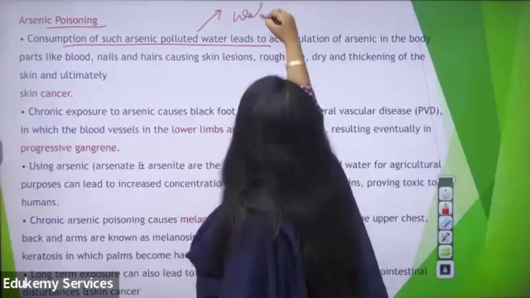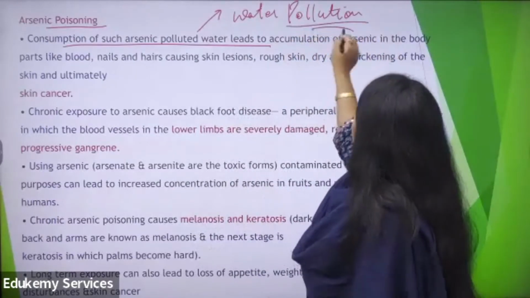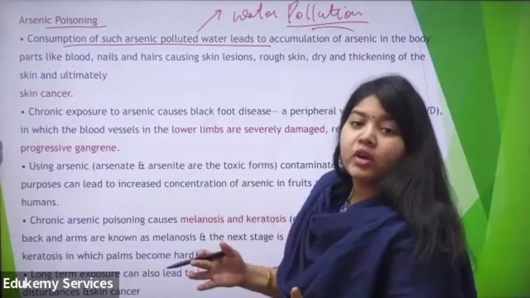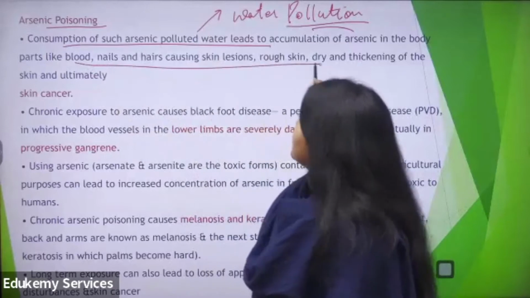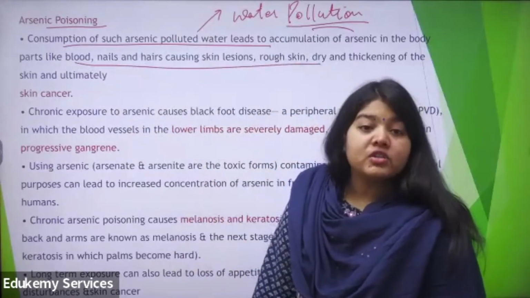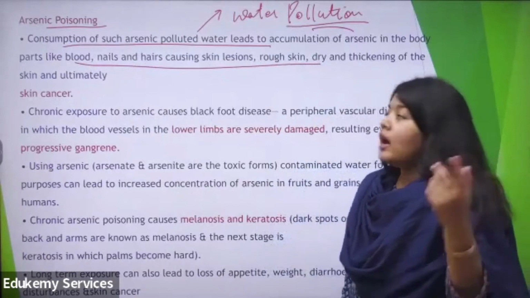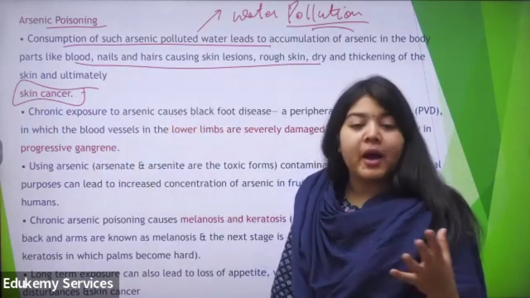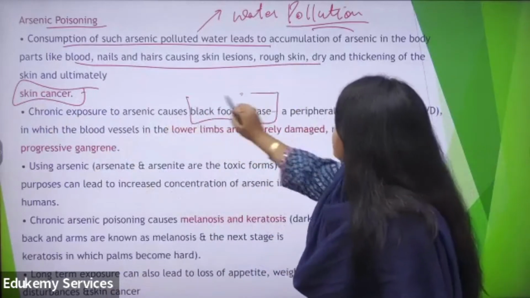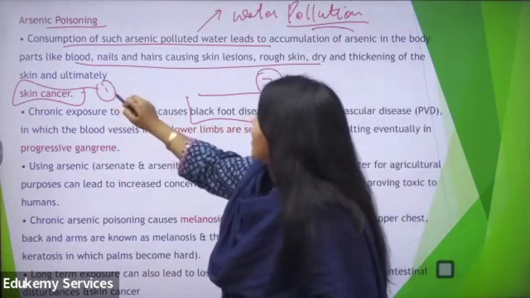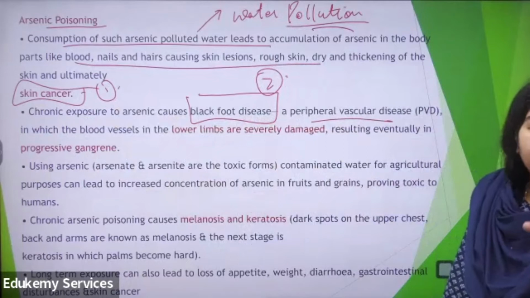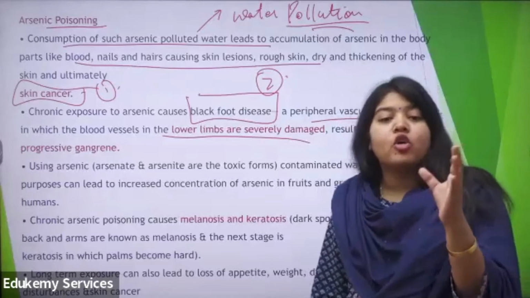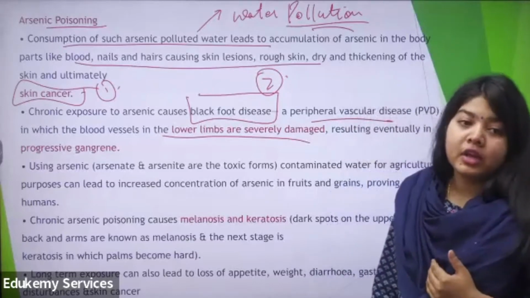So again, is it part of water pollution? All right. So it is part of the water pollution and the accumulation. What is accumulation? The bioaccumulation of arsenic in blood, nails, hair. It causes lesions, rough skin, dryness, thickening of the skin, and ultimately skin cancer. Chronic exposure, that is back-to-back exposure, can cause black foot disease, which is basically a disease which hampers the lower limbs. They are severely damaged and can cause gangrene, and ultimately you have to cut that part of the limb.